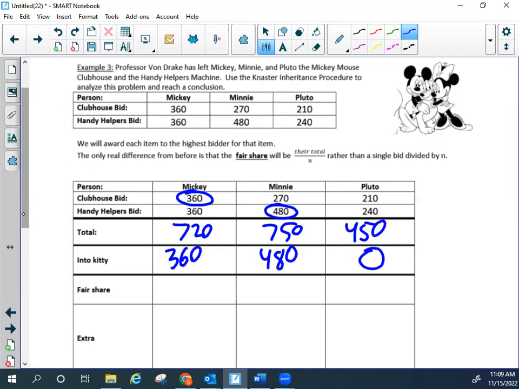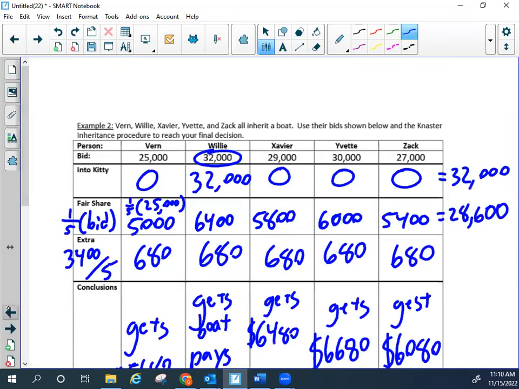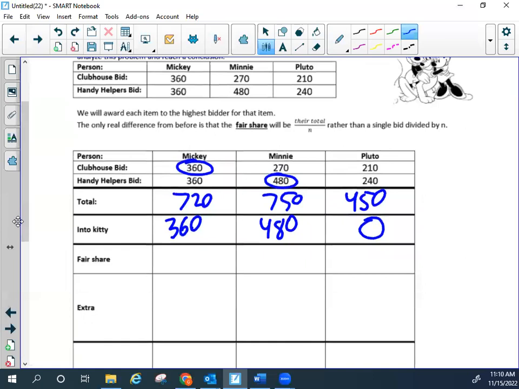Now the fair share refers to the total, not to any individual item. The reason why we didn't do the total here is because there's only one item. Whatever the bid is, that was the total. Yvette only bid $30,000 overall because there's only one item. Here they're bidding more because there's more than one item. So when I do the fair share, it's going to be 1 over number of bidders, so 1/3 times the total.